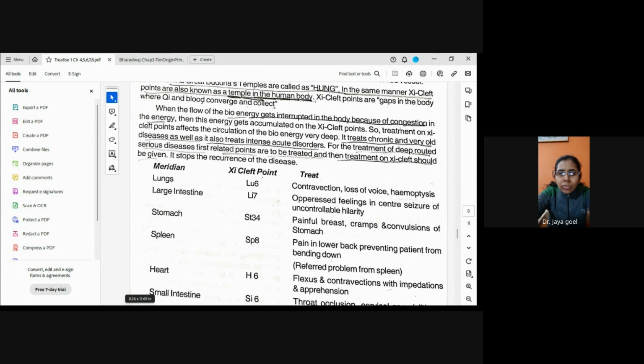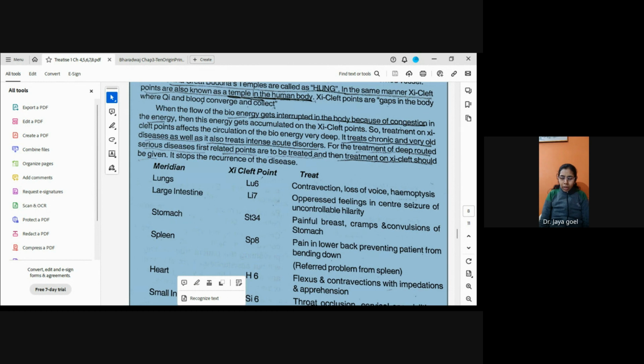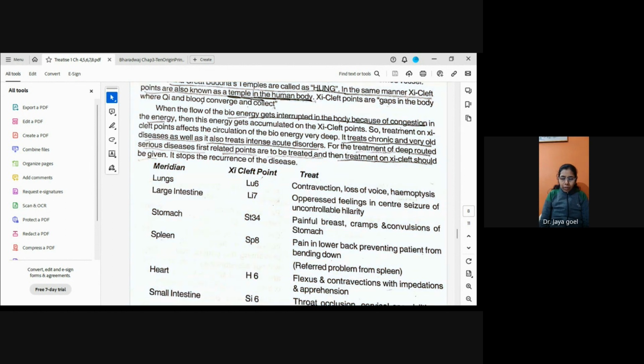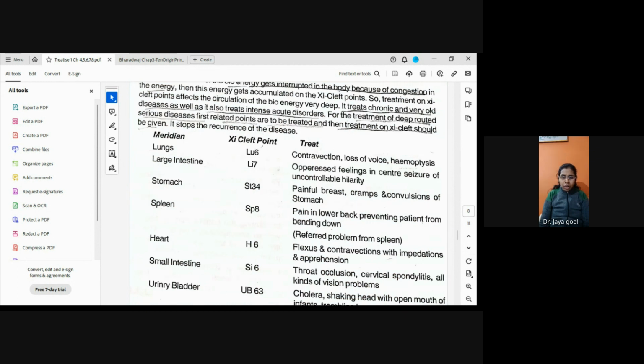So treatment on the cleft point affects the circulation of the bioenergy and the blood circulation also. It is used to treat chronic and very old diseases as well as acute disease, and the treatment is deep rooted, so that serious diseases of the related organs can also be treated.